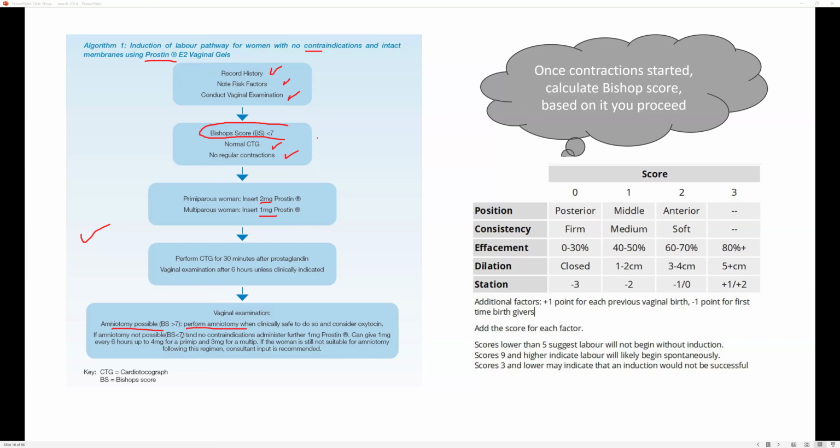If amniotomy is not possible, but Bishop score is less than 7 and there is no contraindication, I can even consider giving another dose. Okay, so it all depends on the Bishop score of the patient, how to proceed in induction cases.